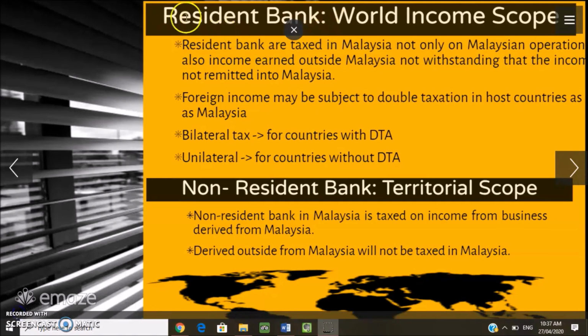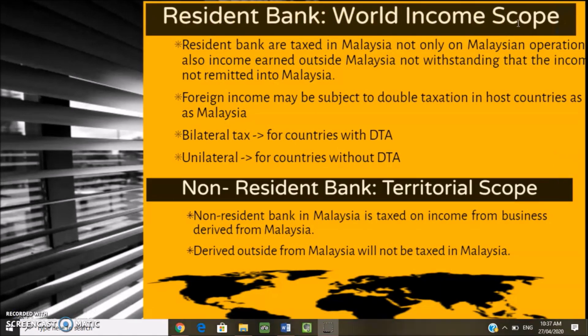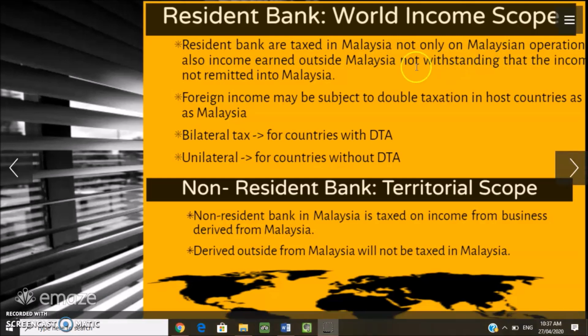And then next, a resident bank, which is known as world income scope. The banking business source is tagged on world income scope, namely banking business income wherever accruing or derived. The world income scope only applies to the banking business, which covers the relationship of Malaysian head office, like banks or finance companies, with overseas branches carrying on the business of banking.